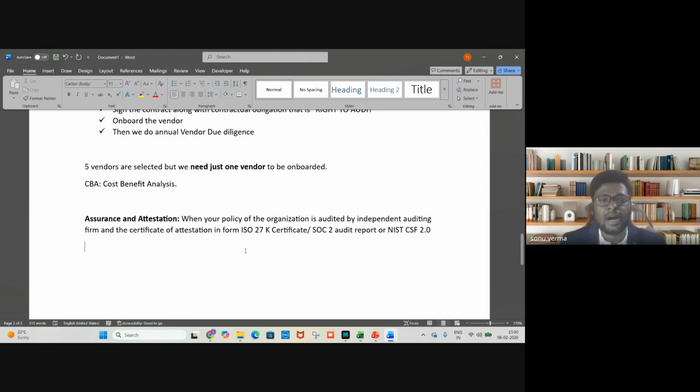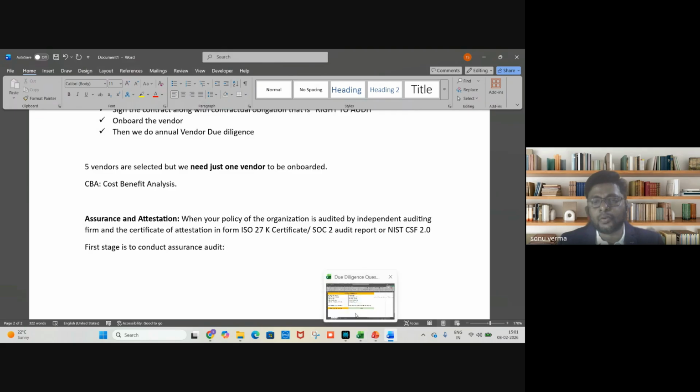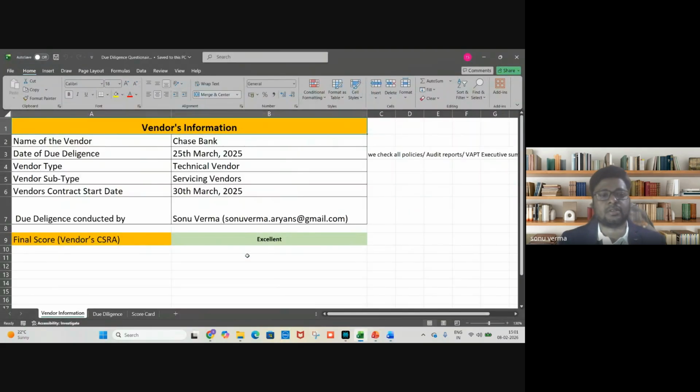Okay. So how does this third party risk assessment work? We go one by one. The first stage is to conduct the assurance part. Assurance audit. Okay. Now, what is the assurance audit? We are going to send this due diligence sheet. This is called vendor due diligence questionnaires.